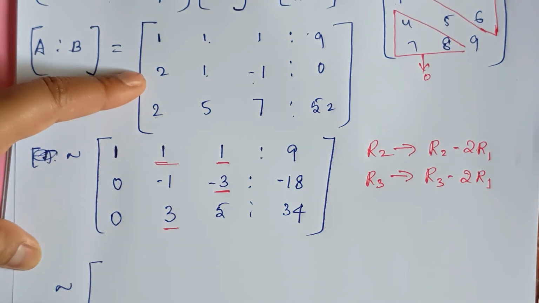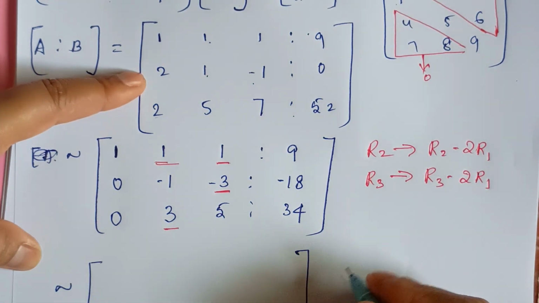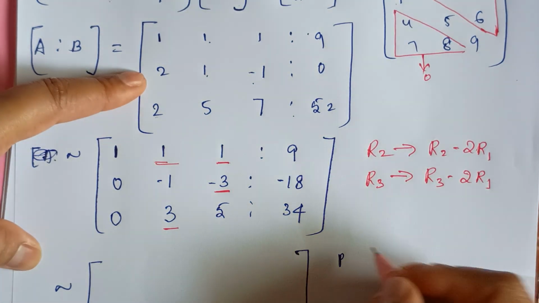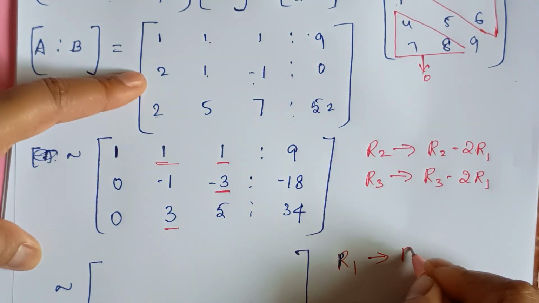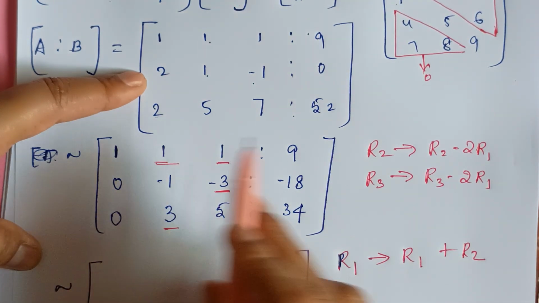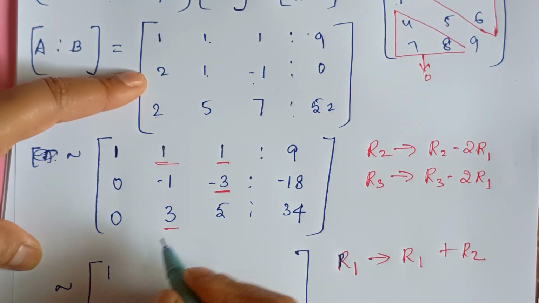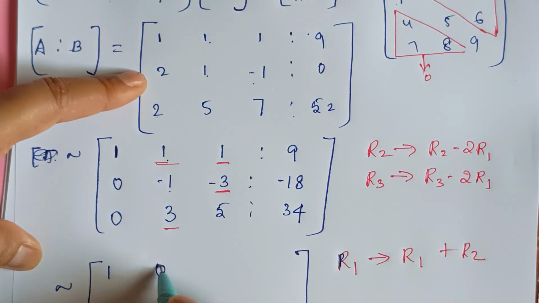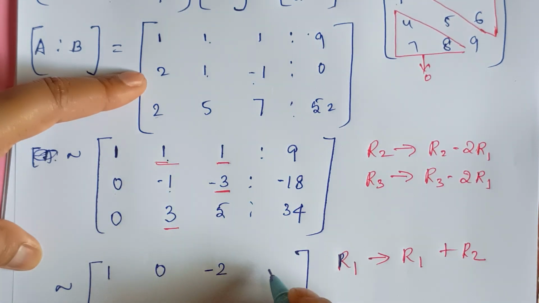So let me perform some row 1 transformation so that I can reduce these elements to 0. So row 1 I'm changing to row 1 plus row 2. Why? If I add these two, this will become 0, right? So 1 plus 0 is 1 only. 1 minus 1, 0. 1 plus minus 3, it is going to be minus 2.